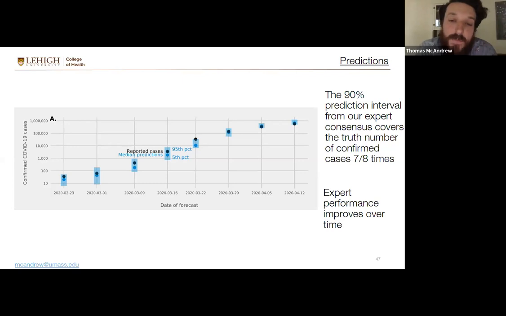Overwhelmingly, the 90% confidence interval covers the true reported cases on 7 out of 8 occasions. That's 87% at the time. So experts seem to be fairly calibrated for predicting confirmed cases 1 week ahead.